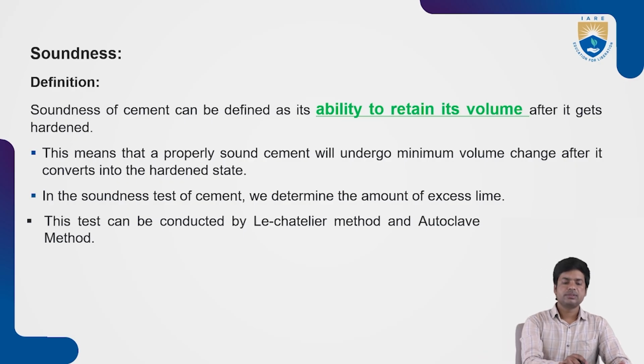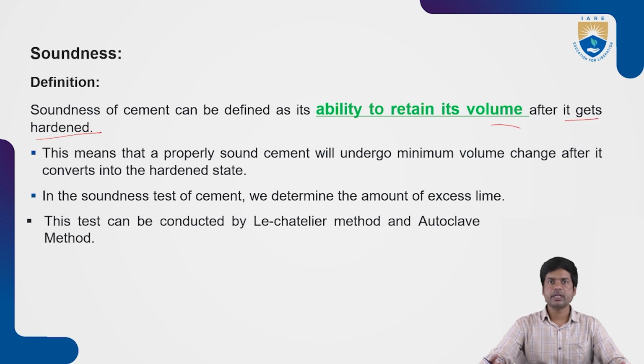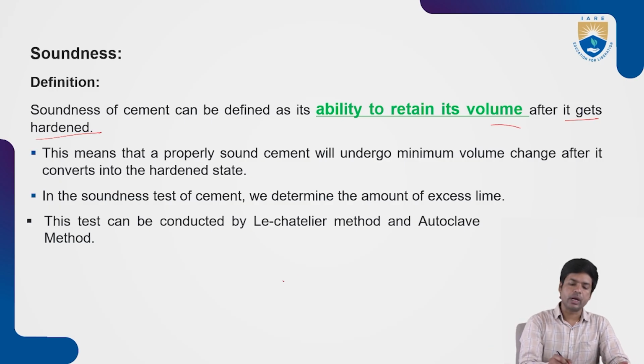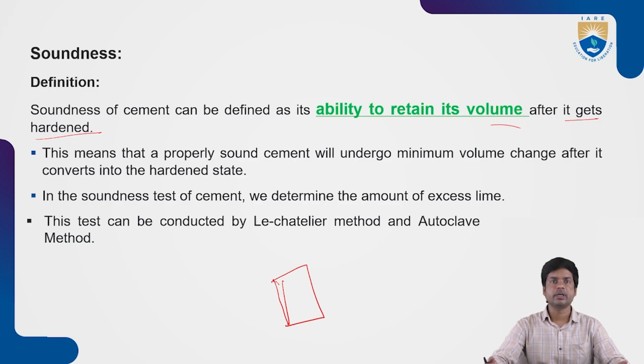Soundness of cement is defined as the ability to retain its volume after it gets hardened. When you prepare a cement paste by adding water to the cement powder, after hardening the cement may not retain its initial shape. Whatever member we have cast, that shape will not be retained due to the quality of the cement. It may be due to the excess content of lime or excess content of magnesia. These materials cause the cement to change its volume. So that is what soundness is.